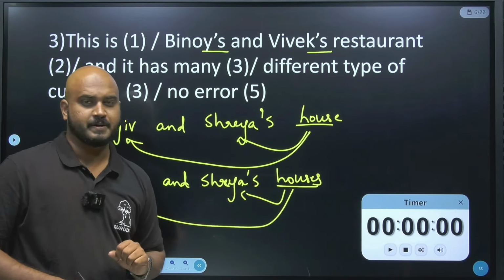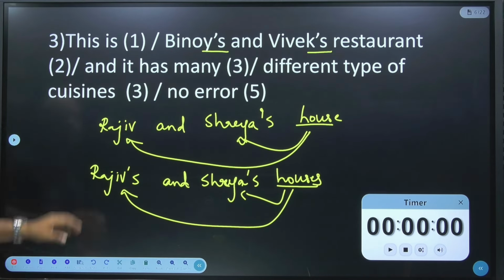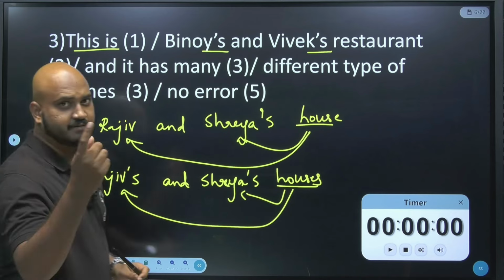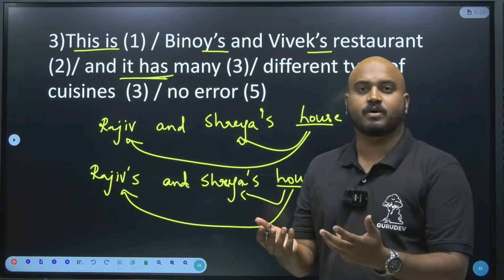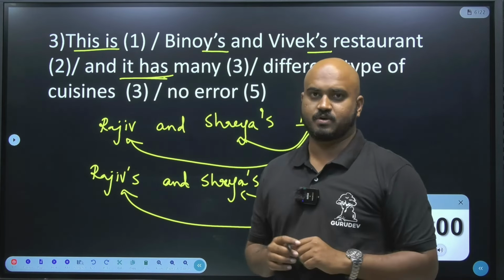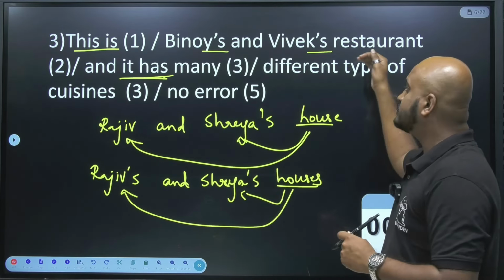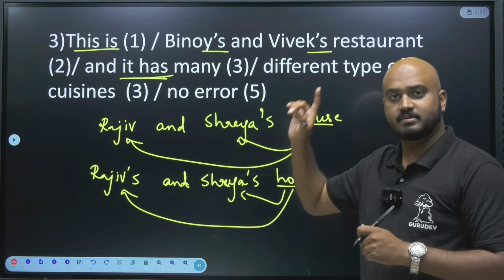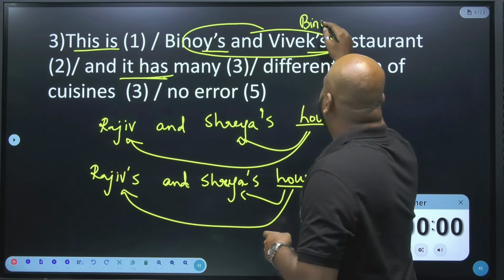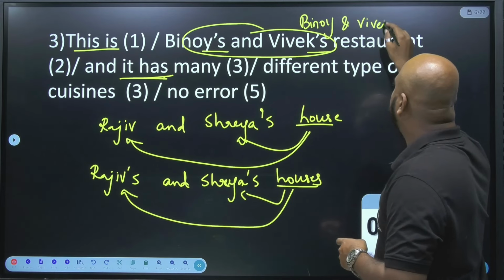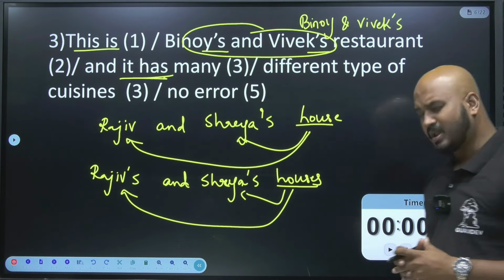However, my dear friends, please always judge from the context of the sentence. Now, what is the context of the sentence? This is. What is the meaning of this is? This refers to singular and is singular. It is or it has, which again points out that I'm talking about a single restaurant. So, in other words, this particular question basically talks about a restaurant which belongs to both Binoy and Vivek, and hence the right correction should be not Binoy's and Vivek's, it should be Binoy and Vivek's restaurant. I hope this particular doubt is clear.